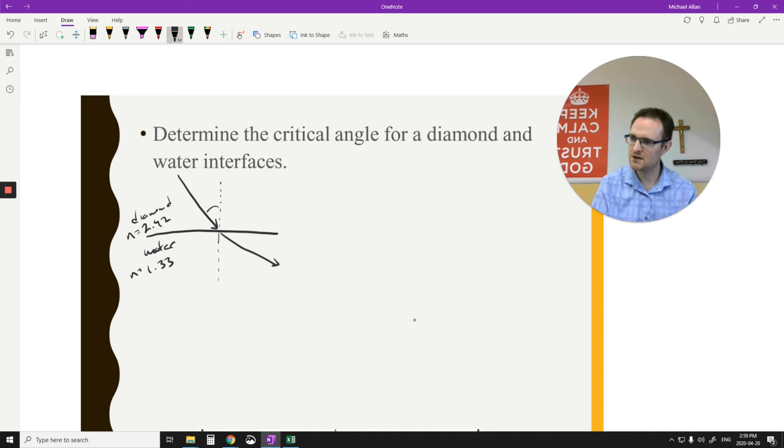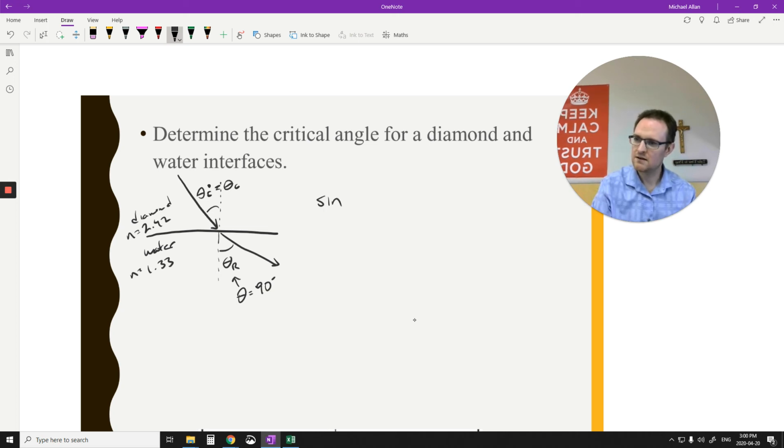We want it to bend away. So we're looking for this critical angle. We can call that the incident angle if you want to. Let's just put that incident angle for now, and then label this C, when this down here is 90 degrees. Okay?